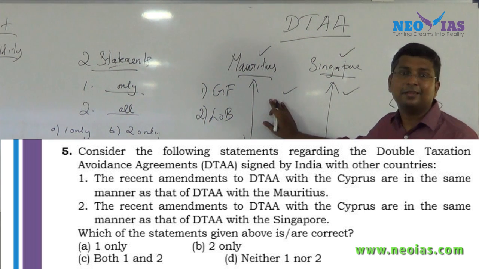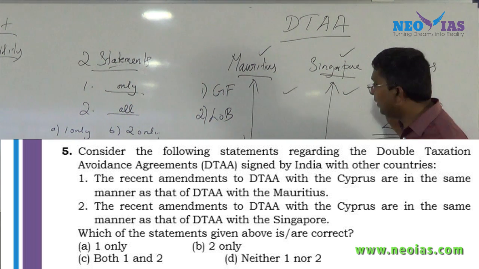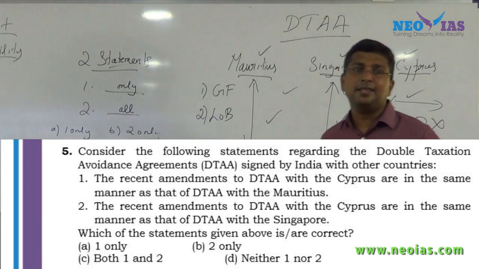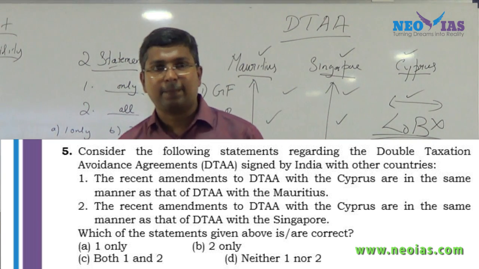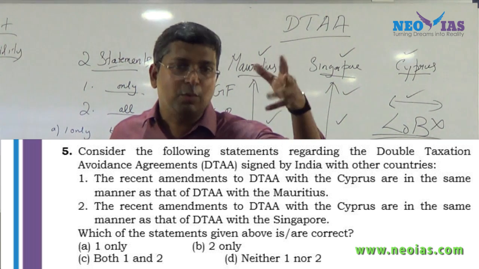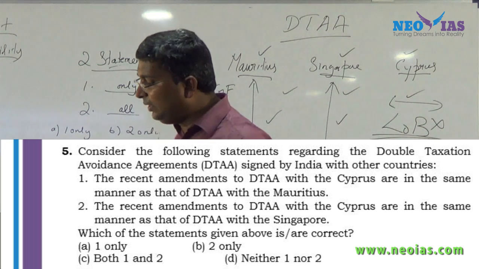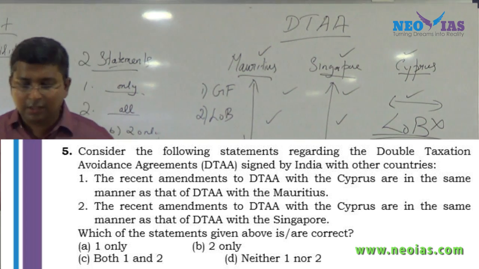What does it mean? Grandfather clause is there for everyone. Limitation of benefits, it's not there here. Easy. The rest of the things are almost similar. Are these three sufficient? Follow it. Now, in that scenario, read the question, fifth question.